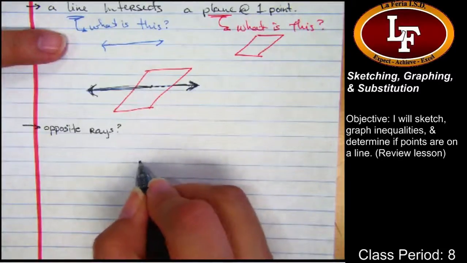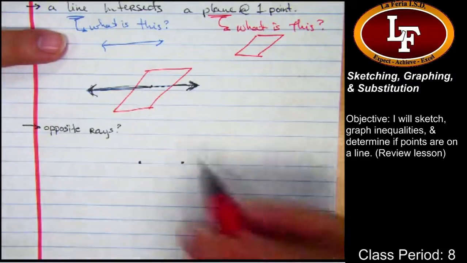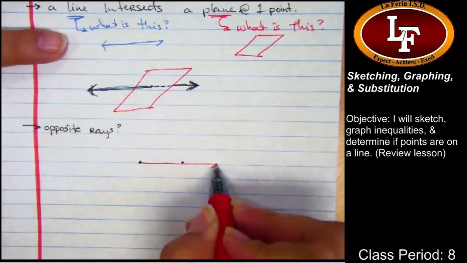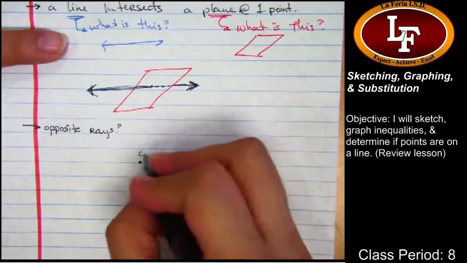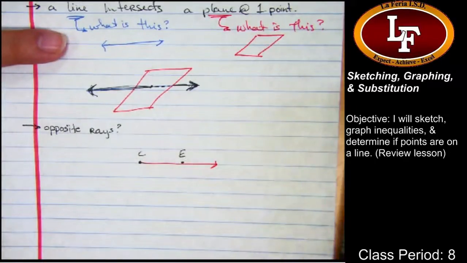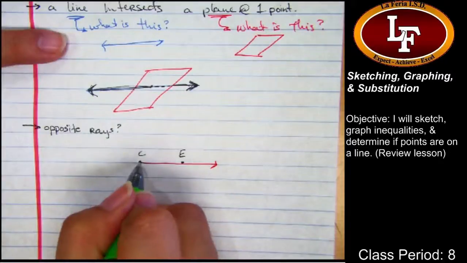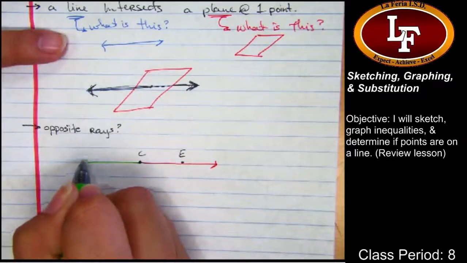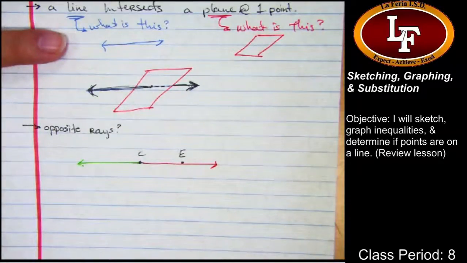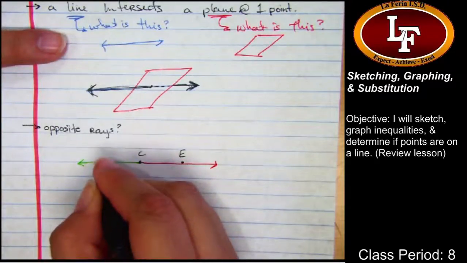So I need to start with a ray. Here's a ray. I'm going to go ahead and name it something. There it is. Now, an opposite ray is a ray that starts at the same point and goes in the complete opposite direction so that when I'm done drawing it, it looks like a line. It probably would have been easier if I just started with a line and put 3 points and said, look, these are opposite rays. Okay?